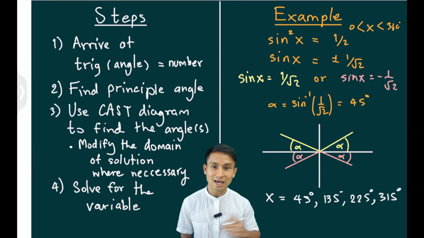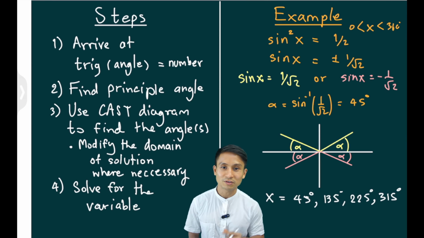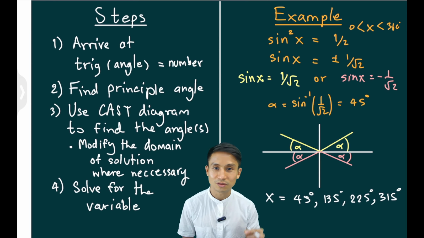So that's it. Those are the answers for sine squared x equals a half in the domain of 0 less than x less than 360.